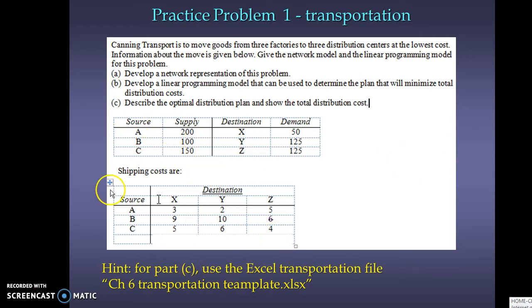For part C, again, we would use Excel. These are the shipping costs per source and destination that we're giving. So this company, Training Transport, moving goods from 3 factories, source A, to 3 distribution centers, destination X, the destinations X, Y, and Z. Information is given below in terms of supply at the source, demand at the destination, the costs of shipping from a given source to a given destination.